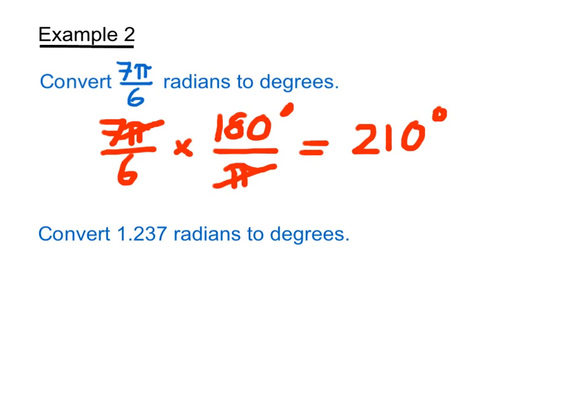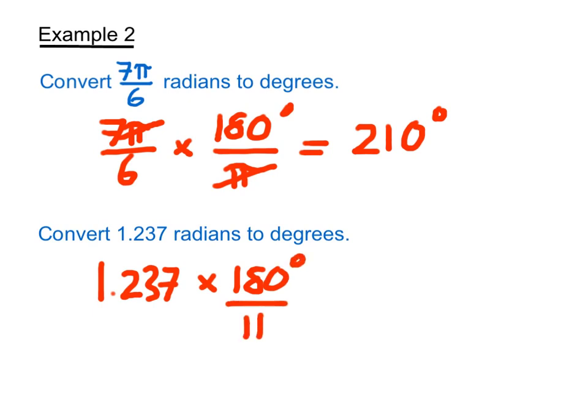Now let's look at converting 1.237 radians to degrees. Again, we're going to use the same conversion factor. I'm going to multiply by 180 degrees over pi. And here I'm going to need to approximate the answer using my calculator. And if I do that, I'm going to get an answer of 70.9 degrees.